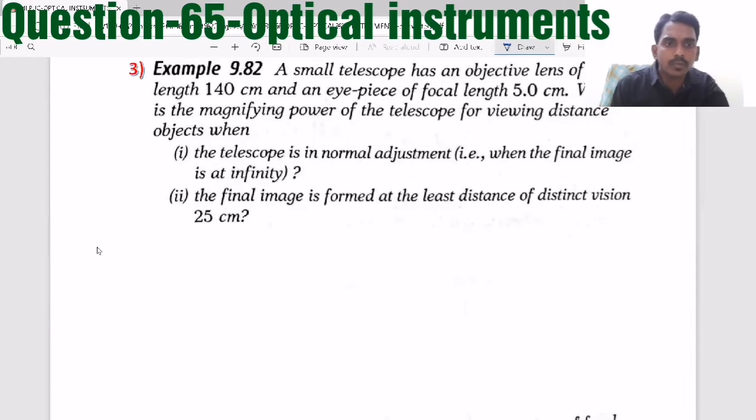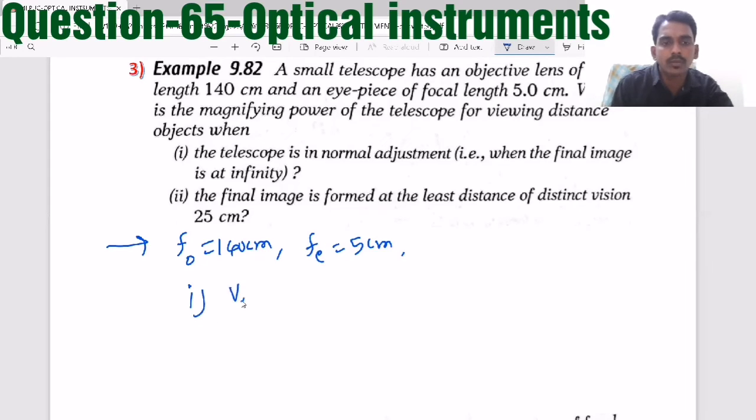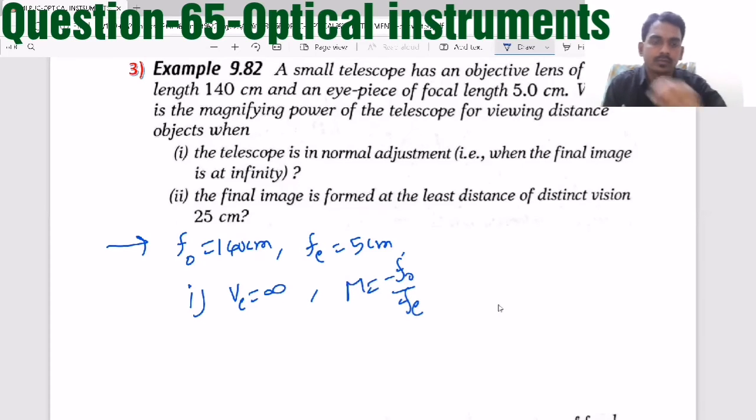Now, the next thing: a small telescope has an objective lens of focal length, objective focal length is 140 centimeter, and an eyepiece of focal length 5 centimeter. Now eyepiece focal length is 5 centimeter. What is the magnifying power of the telescope for viewing a distant object in normal adjustment? First question is normal adjustment, which means the final image is at infinity. Then the magnification is f naught by fe.